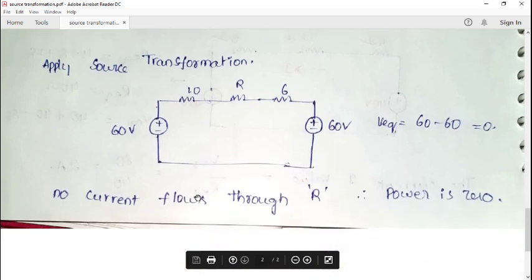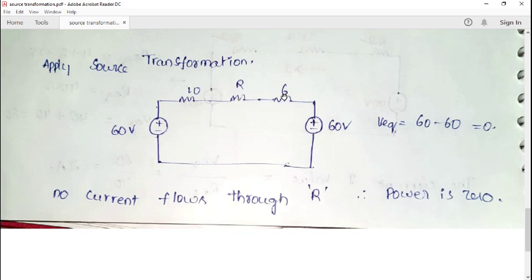So the circuit became like this: 60 volt and 10, R and 6 are in series, and the voltage 60 volt again here. So these two are in anti-series. We cannot call it anti-series. These two are in opposite direction. The equivalent voltage gets cancelled. 60 minus 60, that is 0. So no current flows through the circuit. So no current flows through the R resistor. The power is 0.